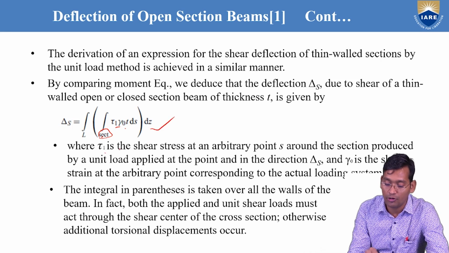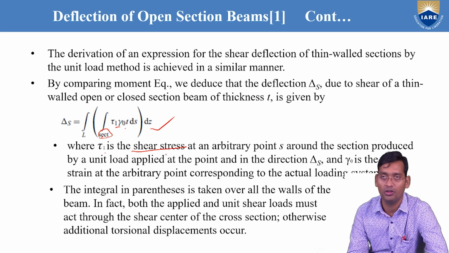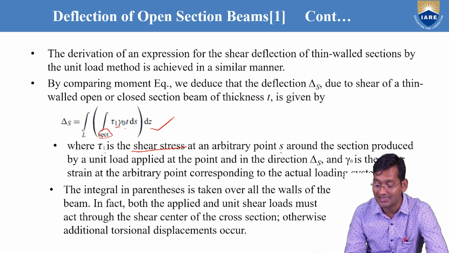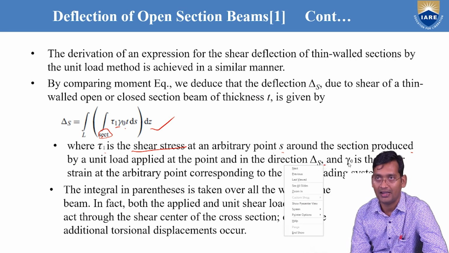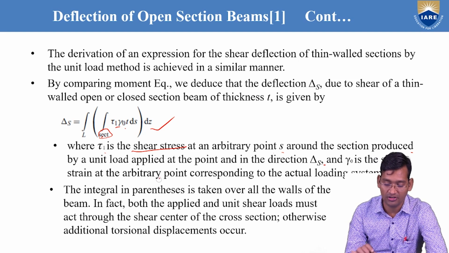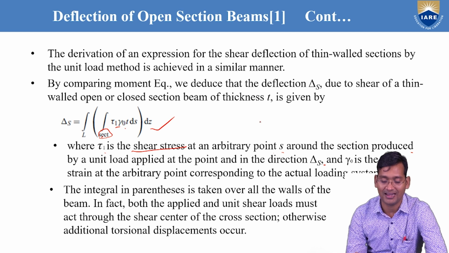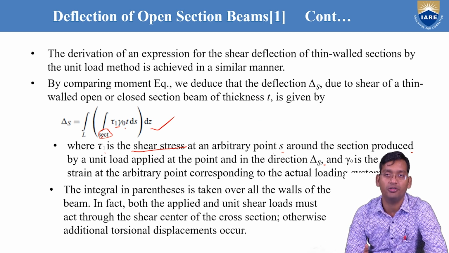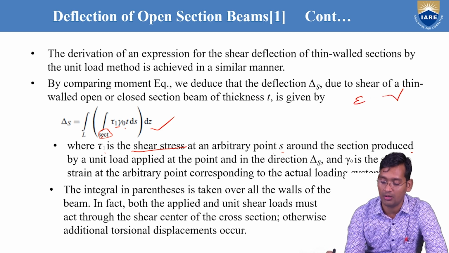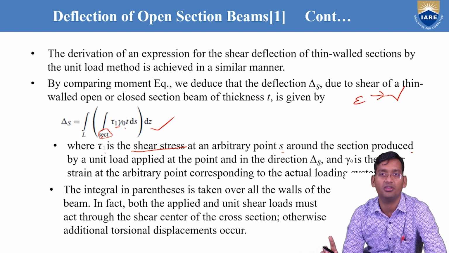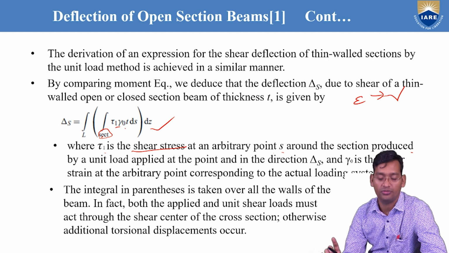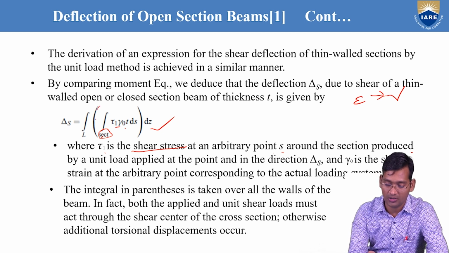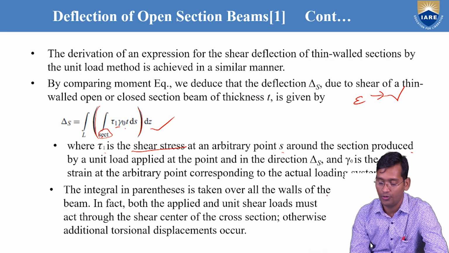So by using this one, where tau 1 is the shear stress, that was for the direct stress. So this is for the shear stress at an arbitrary point S around the section produced by a unit load applied at the point in the direction of delta S, and gamma naught is the shear strain at the arbitrary point. So instead of this epsilon symbol, here they used gamma symbol. So don't get confused with gamma. Gamma is shear strain here at that arbitrary point where tau 1 we are considering, corresponding to the actual loading system. The integral in parenthesis, so this part is taken over all the walls. So that's why the section is there, right? Whatever the overall cross section of wall of the beam.